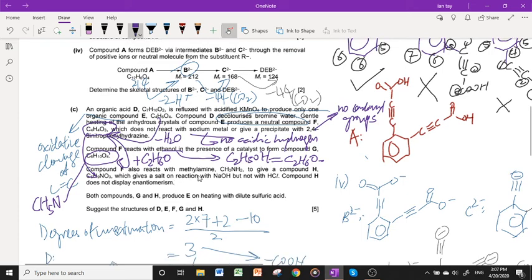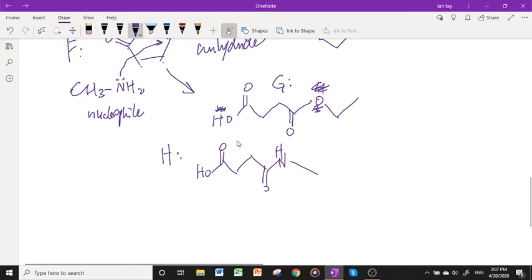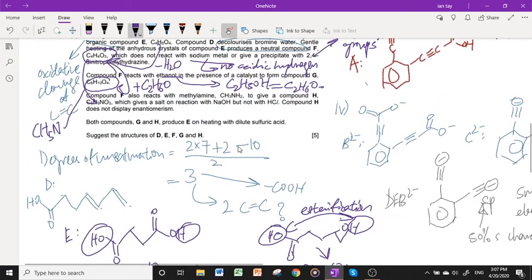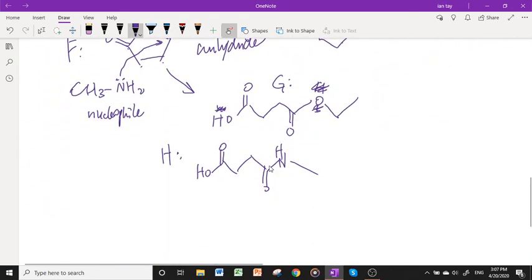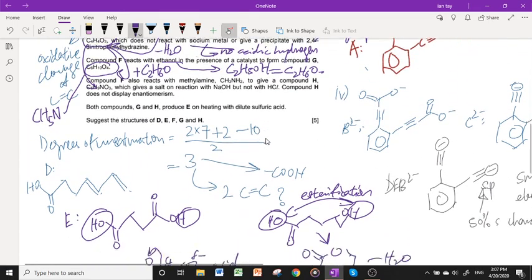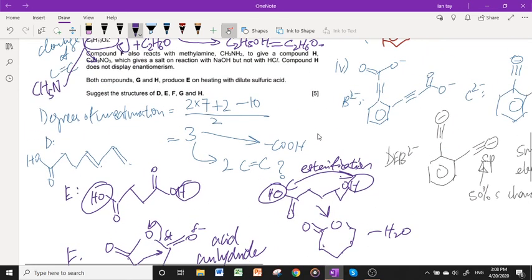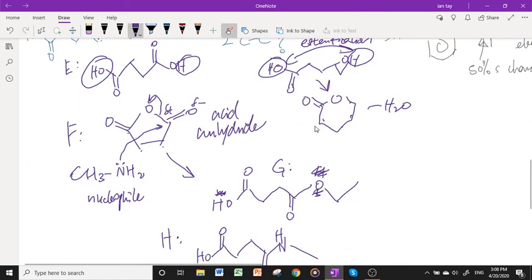So it gives a salt reaction in NaOH. Yes, it does, right? Because this acidic group can react with NaOH to give a carboxylate salt. Does not react with HCl, yes, because the amide group, as you have learned, is neutral, it's not basic, right? Because of the resonance, the lone pair on N can delocalize into the C double bond O, making it not available for donation. Compound H does not display enantiomerism. So now let's take a look. H, is there any chiral centers in our structure? No. So perfect. Both compounds G and H produce E on heating with dilute sulfuric acid.